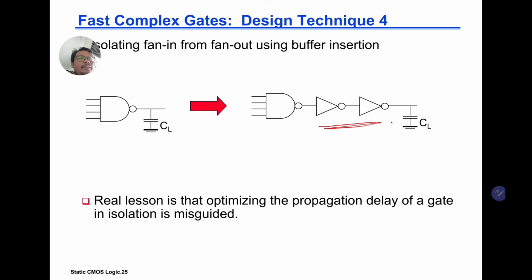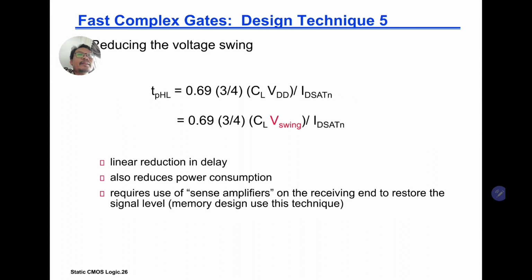The real lesson is that optimizing the delay of a gate in isolation is misguided. So when we try to optimize the size of the gate, we always look at what it is driving. Is it driving a small load? Is it driving a big load? Load here refers to the fan-out, the fan-out of the output. So there's a strategy there, and we're going to look more into the details later on: how to size the logic gates based on the load they are driving.